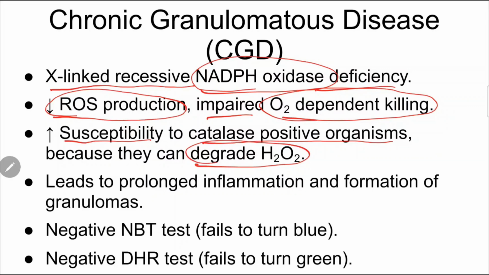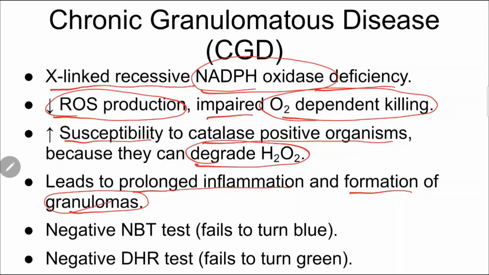But you have to remember that they have an increased risk of being infected with catalase positive organisms. And this leads to prolonged inflammation and formation of granulomas. Why the formation of granulomas? Because your neutrophils, since they cannot kill it, try to wall it off, right? So that's why they form these granulomas, to basically wall off or contain the infection.